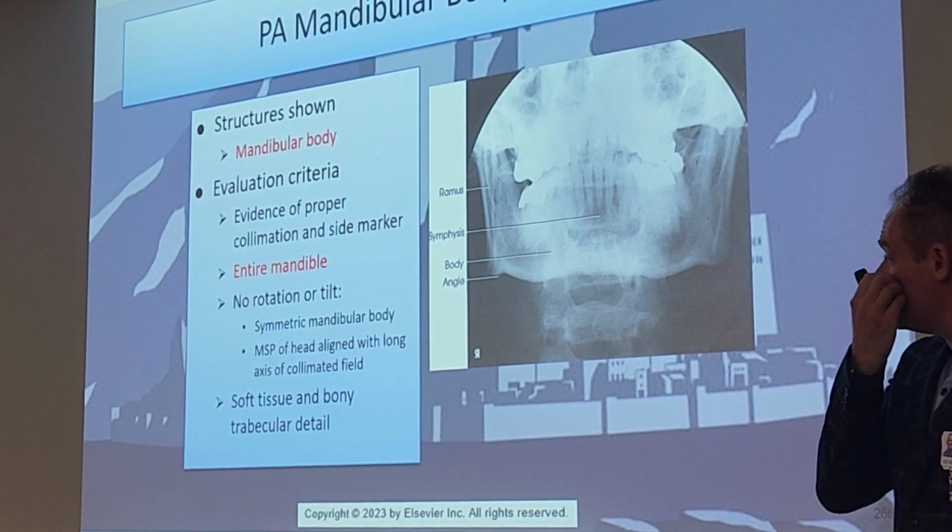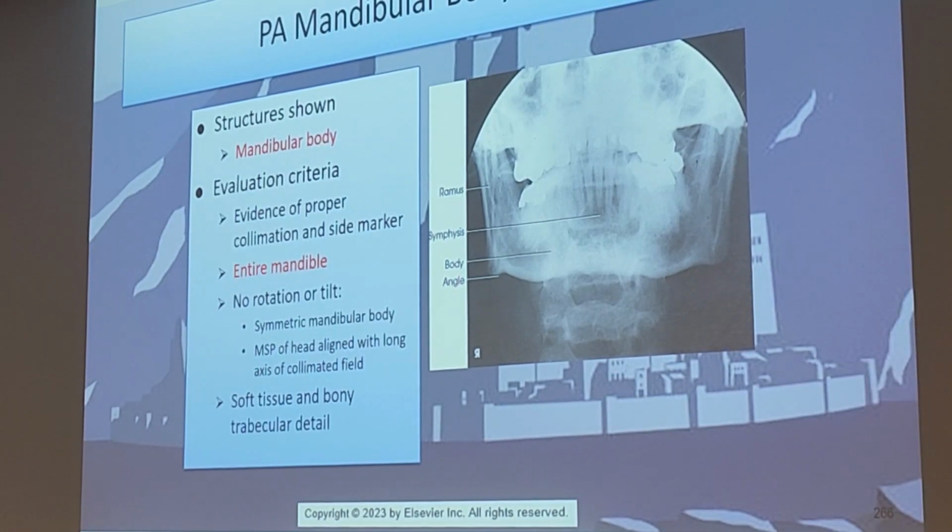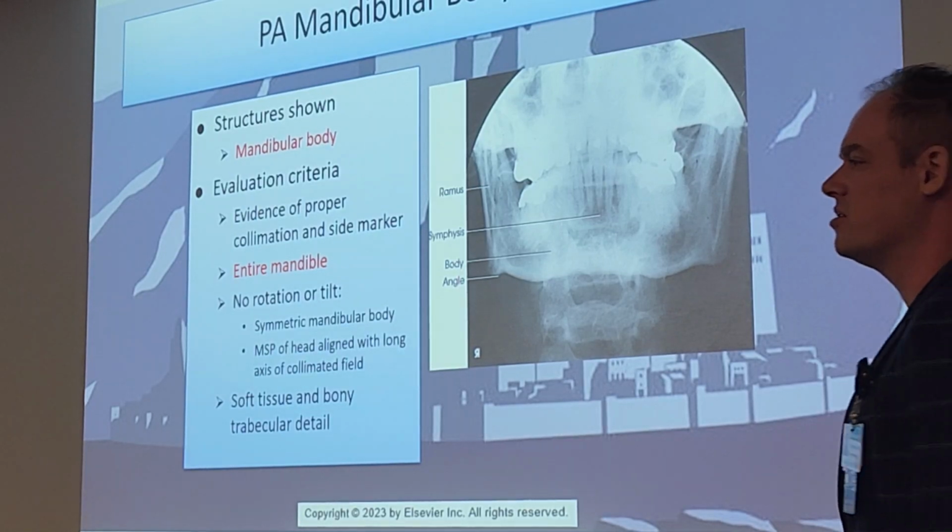All right, of course, no rotation or tilt. That has not changed, guys. It's going to be for every position. Keep repeating that, just make sure you know that. No rotation or tilt.